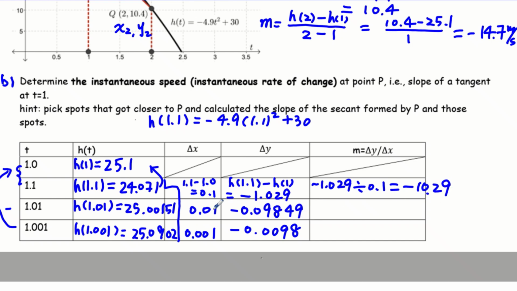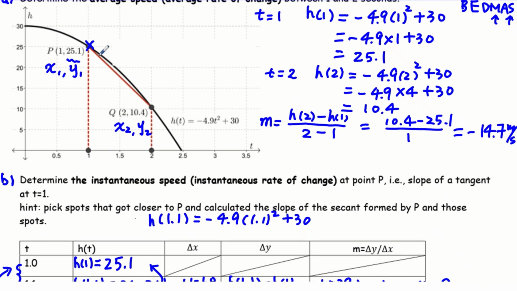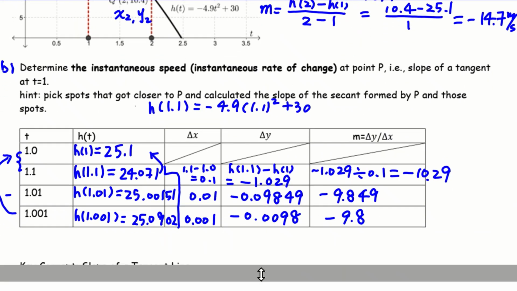Then do the division. We have negative 9.849. And this one, do the division. We have negative 9.8. So you will see that the slope is getting closer to negative 9.8. Then this means as we move the point toward t equals 1, the tangent slope is almost equal to negative 9.8.